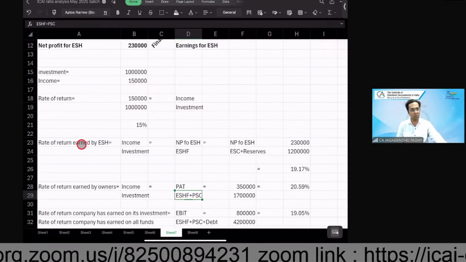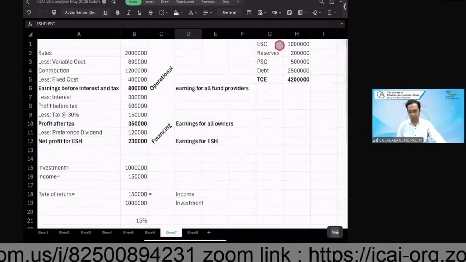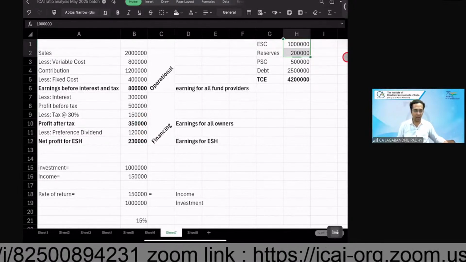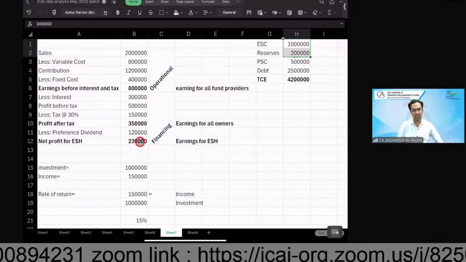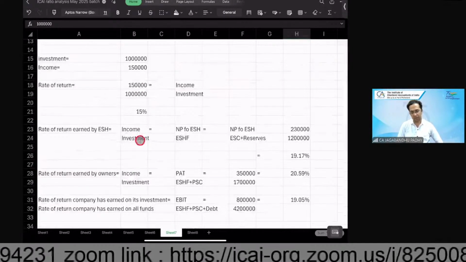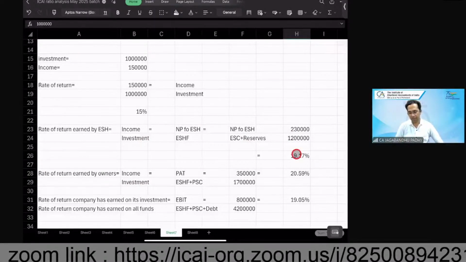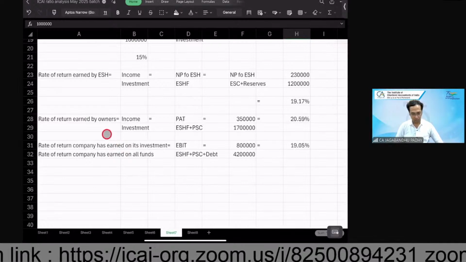In the same way, we wanted to know the rate of return earned by equity shareholders. Equity shareholders have an investment of 10 lakh and 2 lakh reserves, so total 12 lakh. On that 12 lakh, the company has earned 2,30,000 as a return for them. So what's the rate of return they are earning? Can I say 2,30,000 divided by 12 lakh, which is 0.17. The last one, sir, is the rate of return earned on total investment.